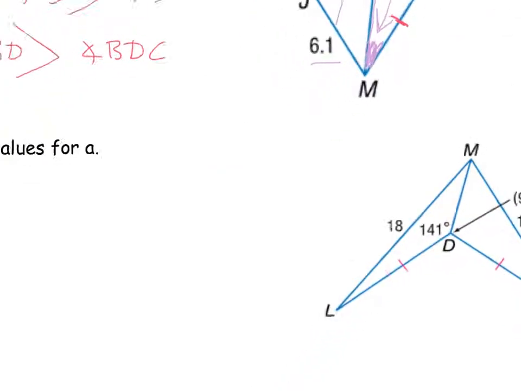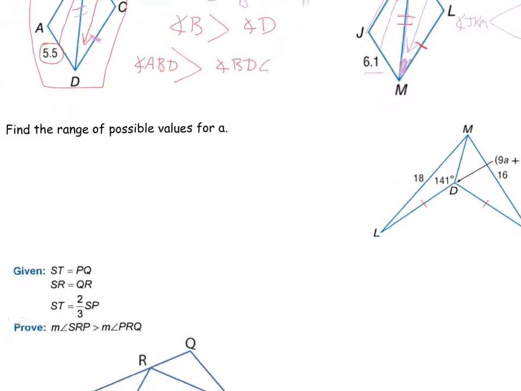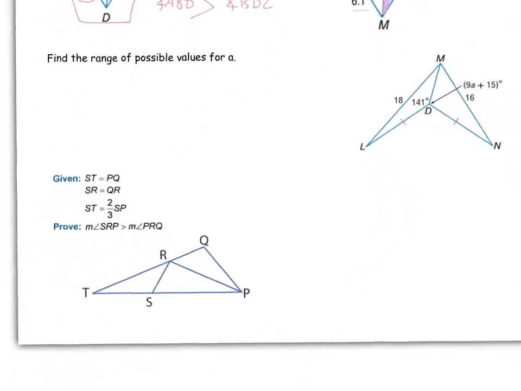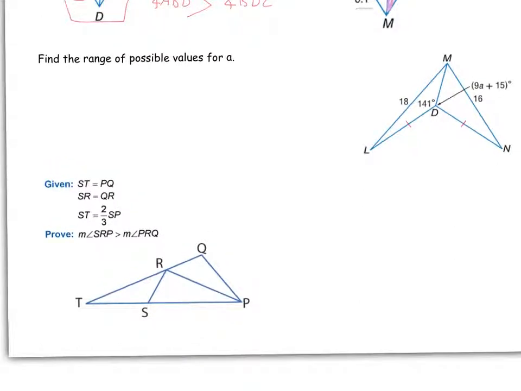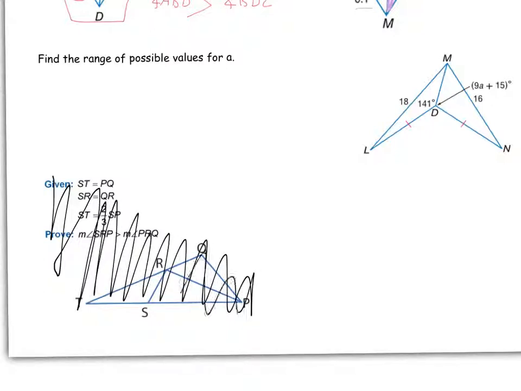Okay, now let's look at one more thing. This problem, we've got a diagram, and we're not going to look at the proof today, so we can ignore that right there. So all we're looking at is we're going to find the range now. So we have two triangles, and the two triangles have this congruent segment. They also share this side, so those are congruent segments.